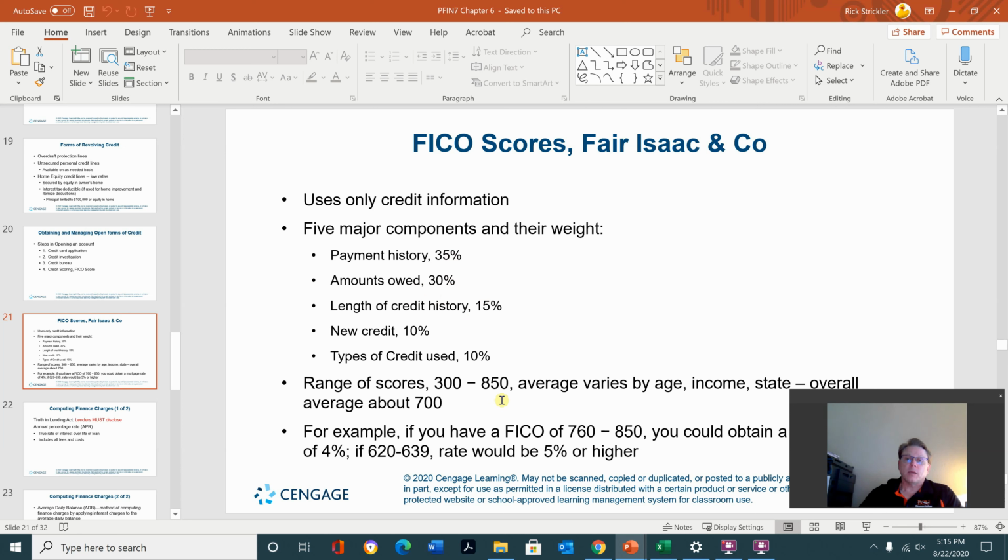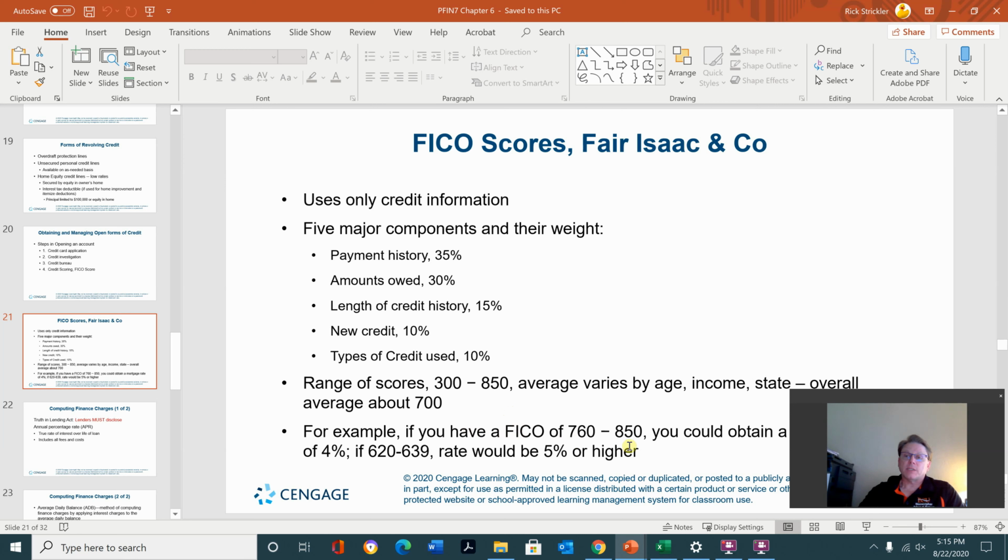Okay. Credit scores range from 300 to 850. Average varies by age, income, state. Overall average about 700. Except here in Ada, the average is right around 659, 660, right around there. That's the average FICO score in Ada.